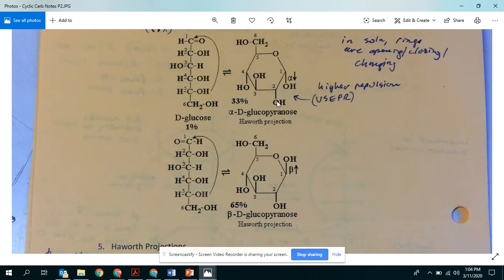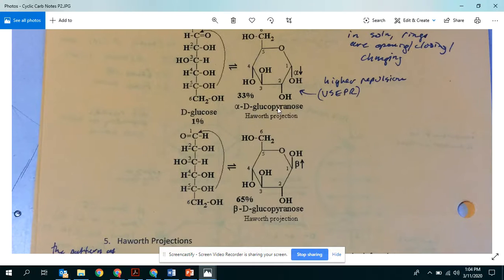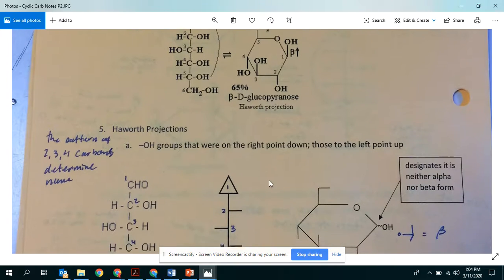So here, this is kind of a higher energy configuration. And the beta form is a lower energy configuration. Because it is lower in energy, it is more stable, and so it would predominate about 65% of the time. 34% of the time be in the alpha D-glucopyranose form, and then the rest of it would be made up in the straight chain form.